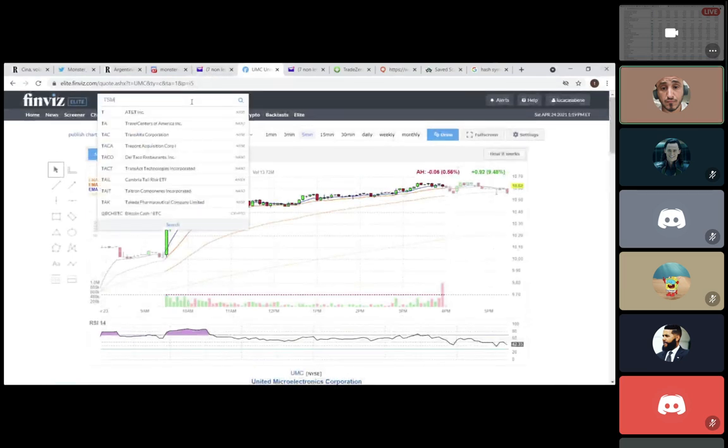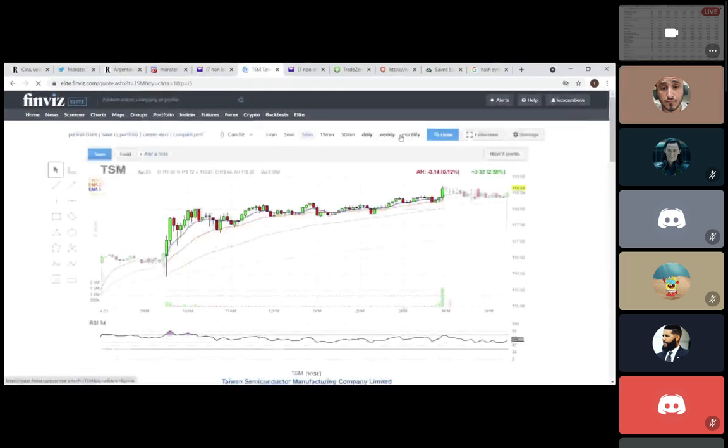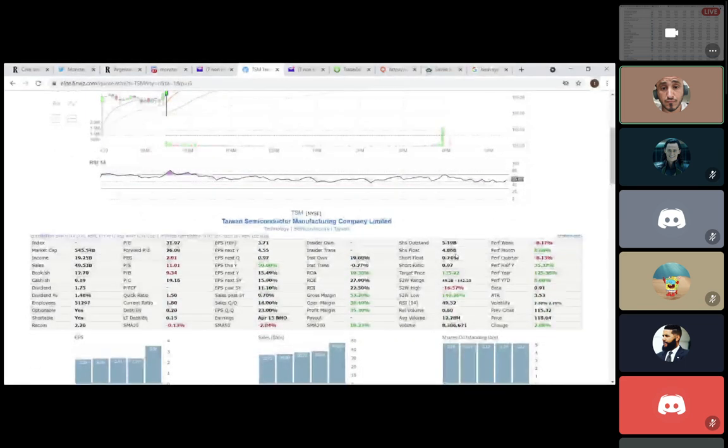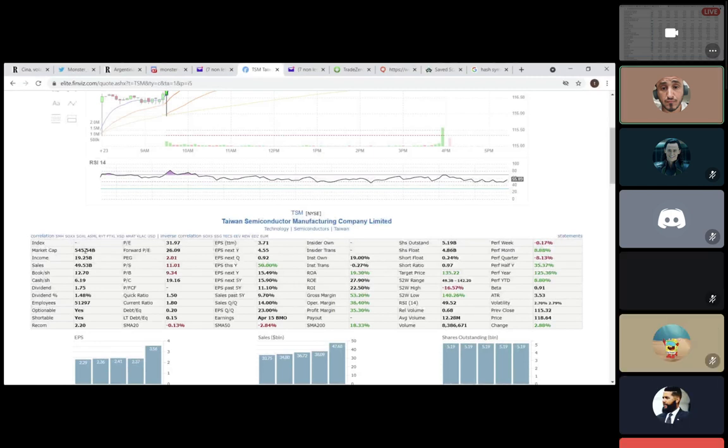TSM, Taiwan Semiconductor Company. They have 4 billion, double, okay? And their market cap is 545 billion. So what you need to do over here is divide by 2, and you get almost the same shares as UMC. So you will see that this company is valued at 245 billion if the float were the same.